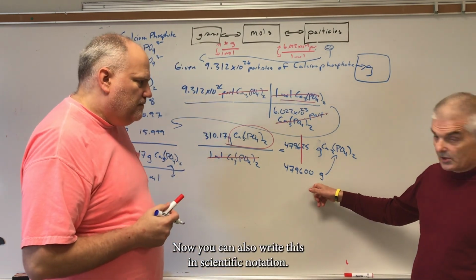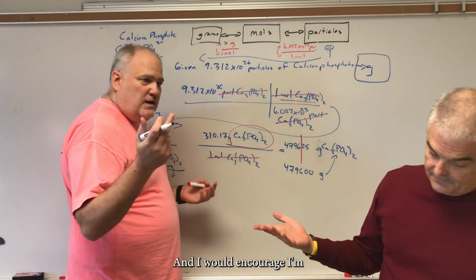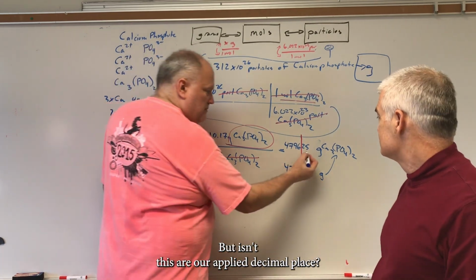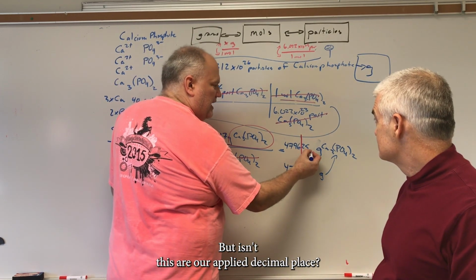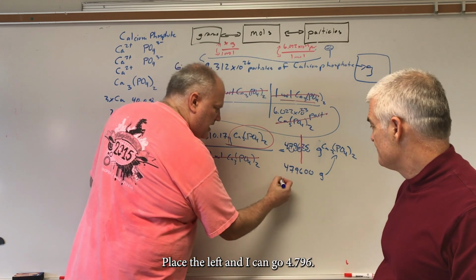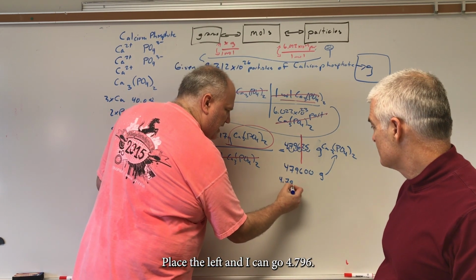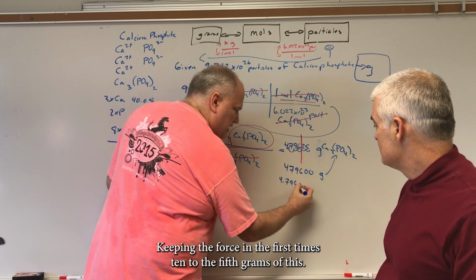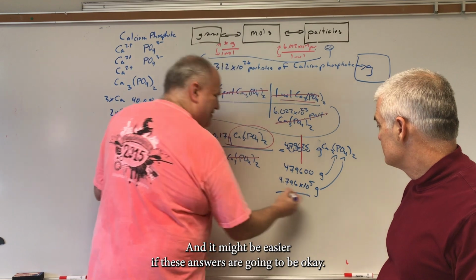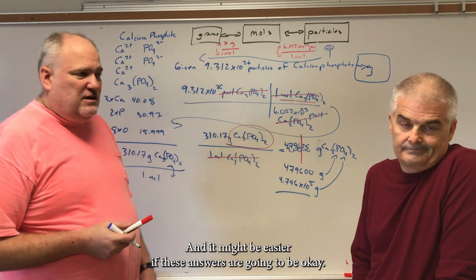Now, you could also write this in scientific notation, and I would encourage it, and it may be easier, because I'm not a big fan of writing in zeros as placeholders. Isn't this our implied decimal place? Can we go 1, 2, 3, 4, 5 places to the left, and I could go 4.796, keeping the 4 significant figures, times 10 to the 5th grams of this. And it might be easier, either of these answers are gonna be okay.